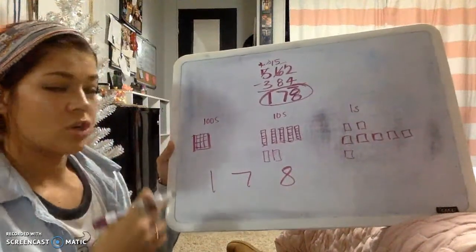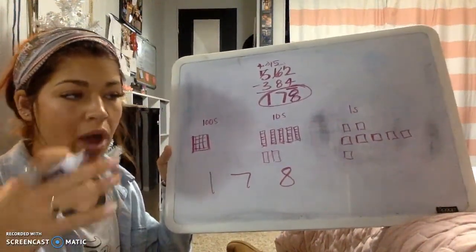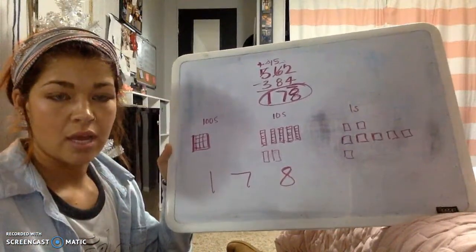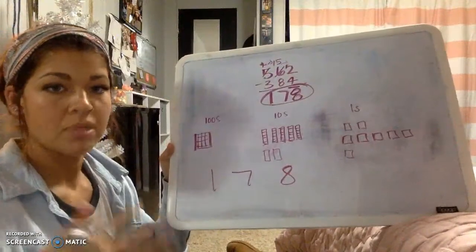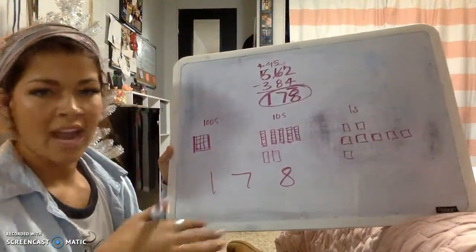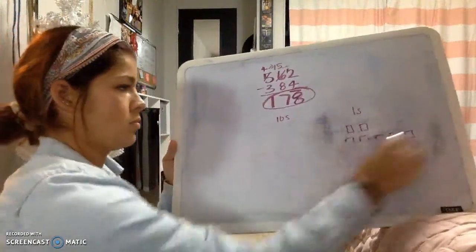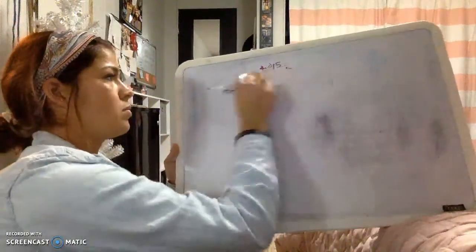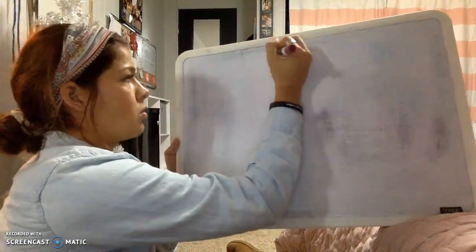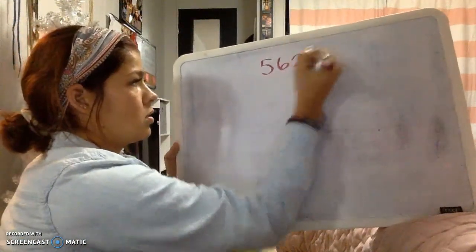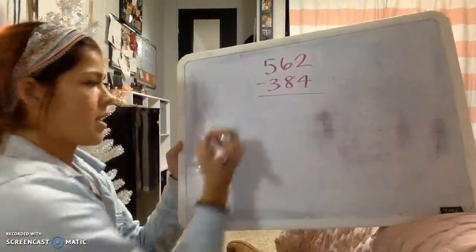Now I'm going to show you an expanded notation form of it so that you can see more why we're able to just look at the single numbers in here when we're working through the problem, why we're able to do that, and what it actually represents. So 562 minus 384. What that is in expanded.